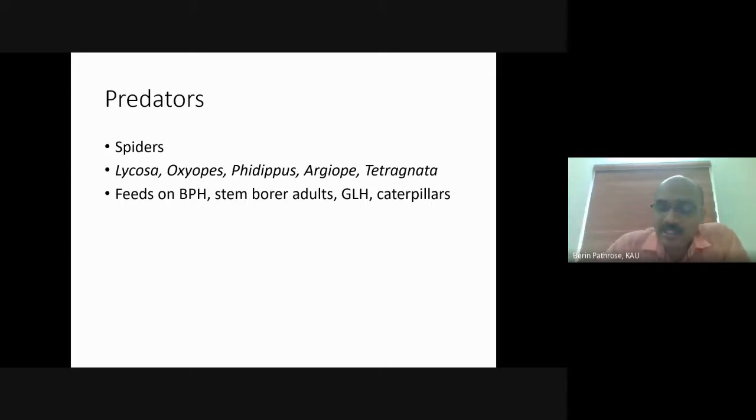Okay, so there are several species, an innumerable number of species of spiders in the rice ecosystem. I have listed only a few. The genus names: Lycosa, Oxyopes, Phidippus, Argiope, Tetragnatha. There are several species. And these spiders feed on most of the rice pests like BPH, stem borer, GLH, caterpillars, etc. So it is a polyphagous one, feeding on a number of insect pests.